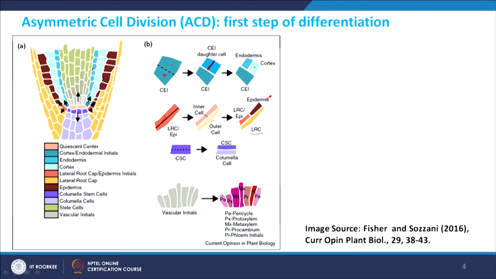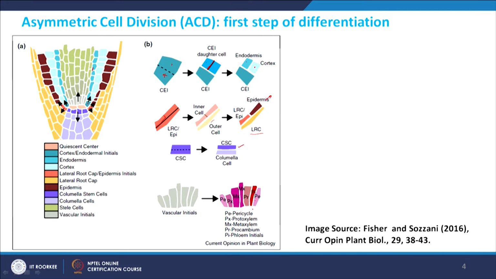This is important. Third, if you look, these are the columella initial cells. These columella initial cells again undergo cell division, and they retain the stem cell property in the cells which are just below the QC, but the cells which are distal from the QC undergo the columella-specific differentiation program. This is what happens in the vascular initials. Based on their position, they can be pericycle initials, protoxylem initials, metaxylem initials, and procambium initials or phloem initials.